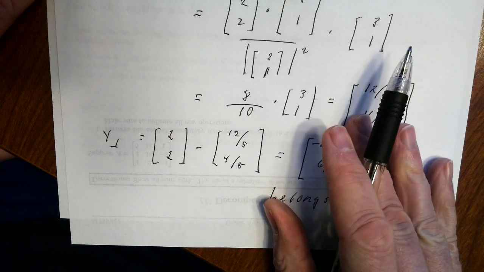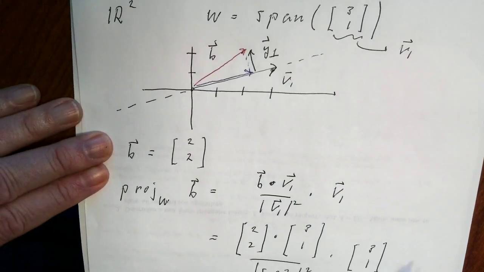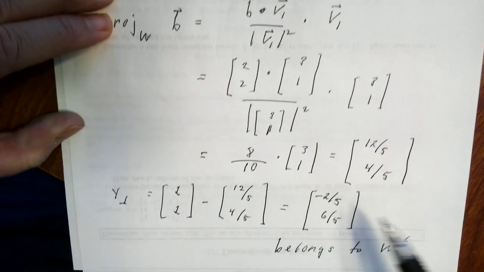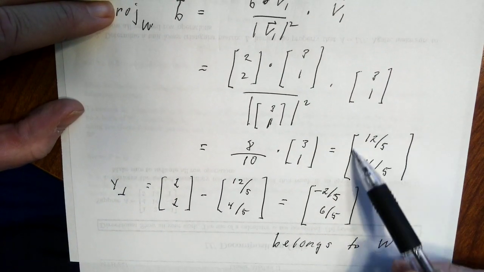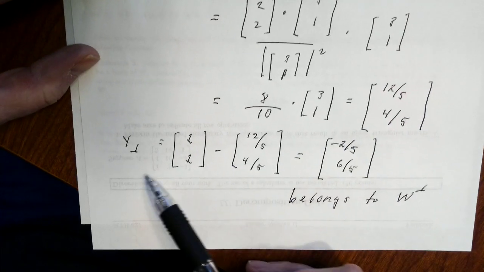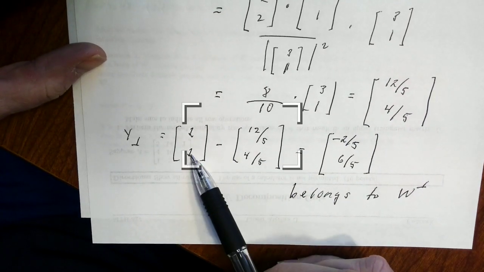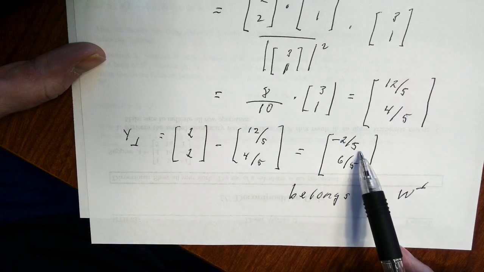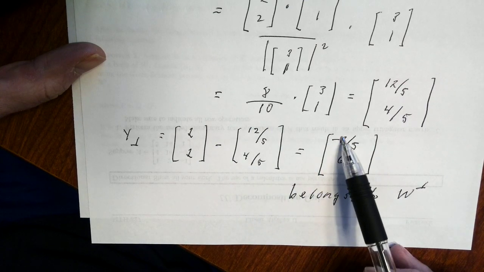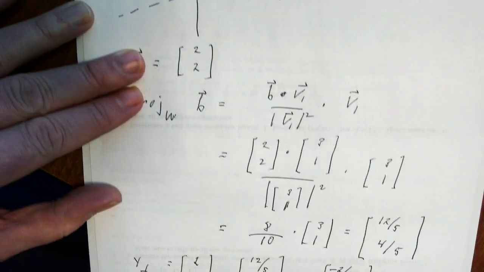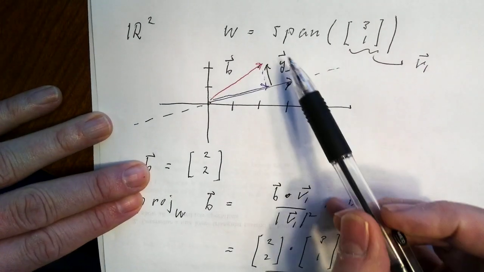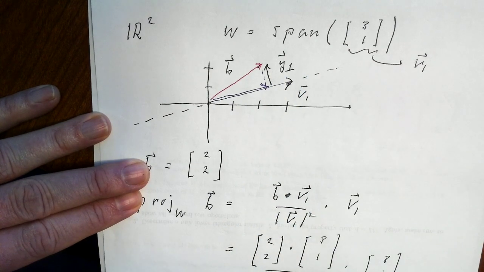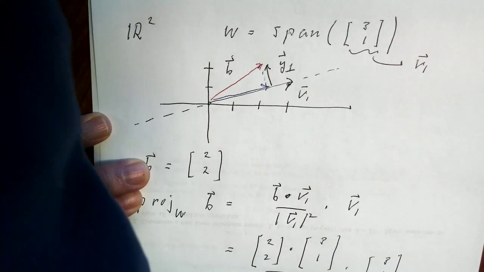So let's see if that makes sense. That would be the blue vector here, which points in both the positive x and y directions, which is what we see here. Now, the orthogonal complement, y perp, would be b minus the projection vector, and we get minus 2/5, 6/5. Notice how it points in the negative x direction and the positive y direction, and that makes sense. If we look at this vector, it points in the positive y, but the negative x direction.